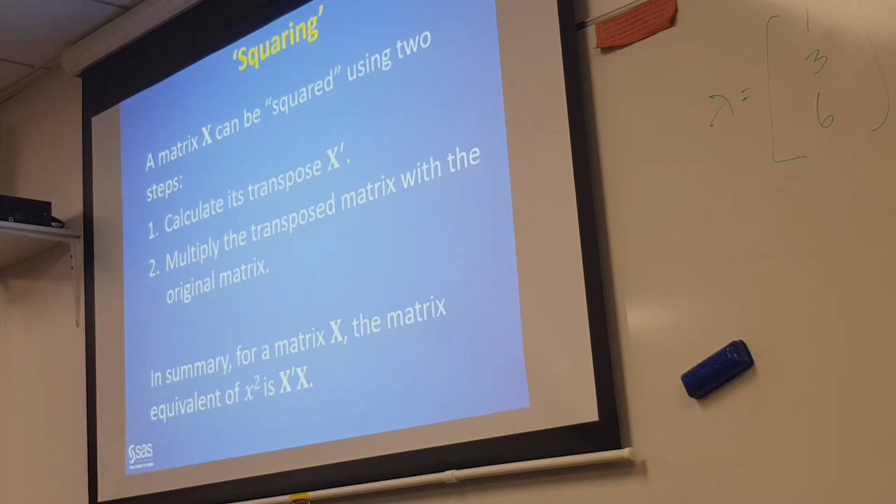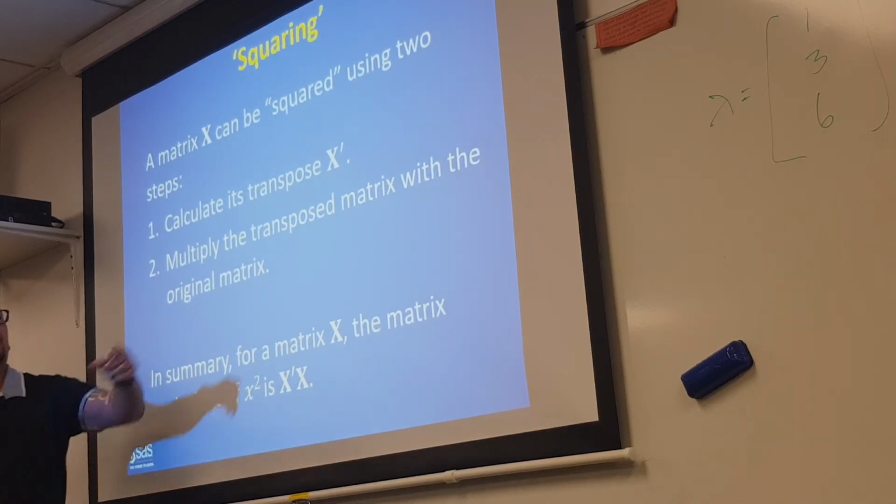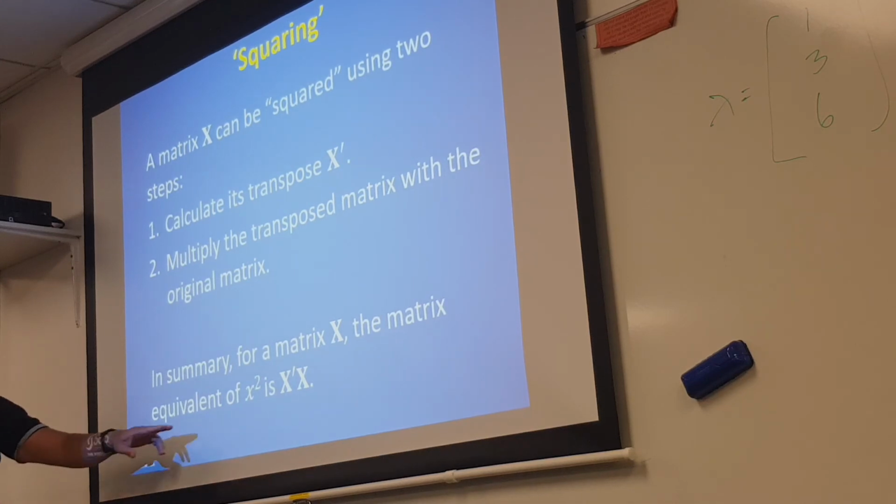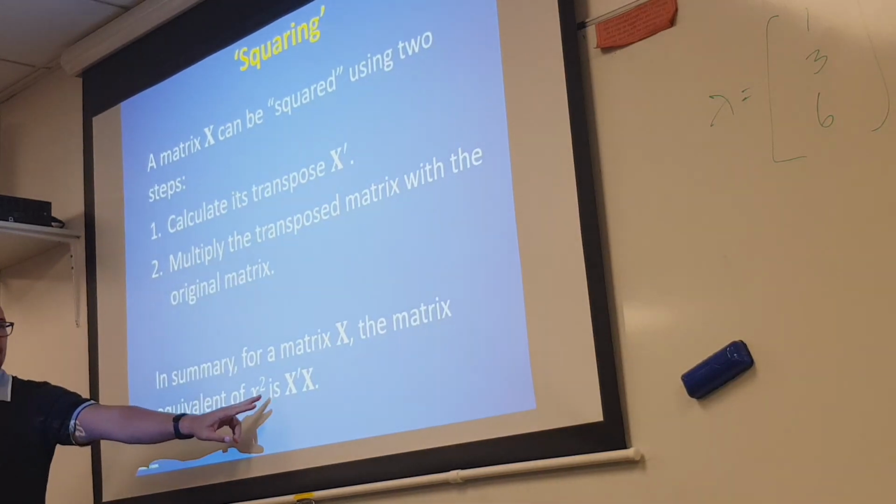So a matrix can be squared, just as any real number can be squared by multiplying it by itself. To square a matrix, well, it's only going to work if we can multiply it together some way. If we have a rectangular matrix, we're not going to be able to multiply that together, so we have to transpose it. First you calculate its transpose, X transpose, and then you multiply the transpose matrix with the original matrix. So for a matrix X, the analog to X squared is X transpose X.